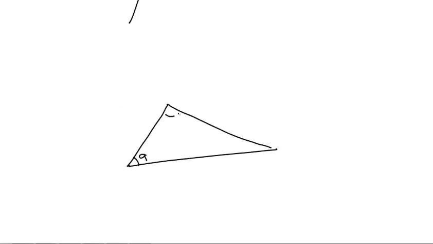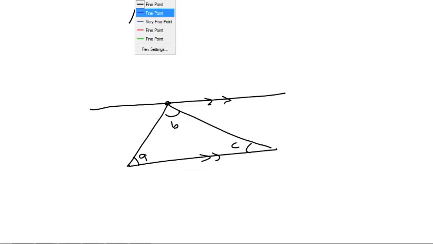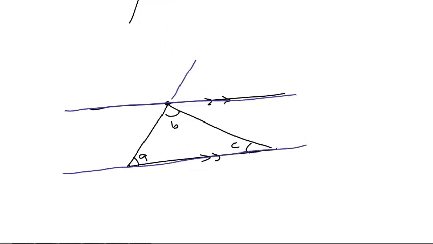Because if this is A, and this is B, and this is C, then what you do is you create a parallel line through this top vertex that's parallel to the bottom. And if you look at it, these two lines are parallel, and this line intersects, and so this A here is the same as, well, it's the same as this angle here, because they are, let's see, opposite interior angles, alternate interior angles.